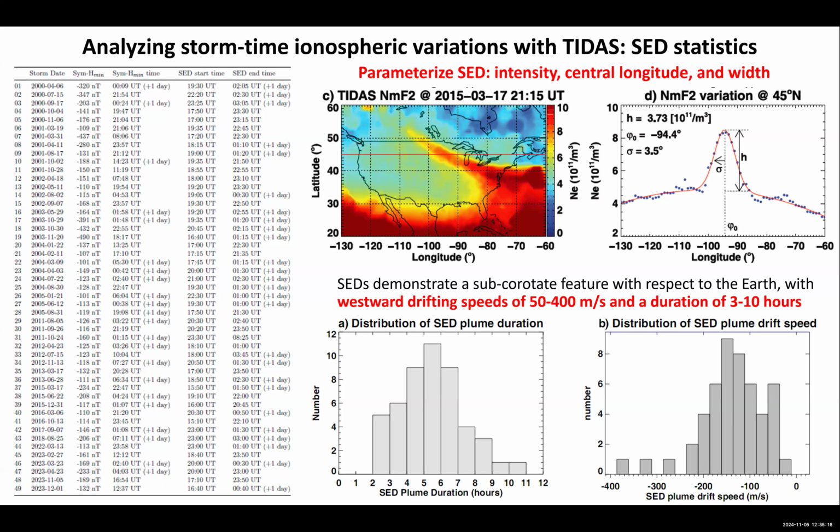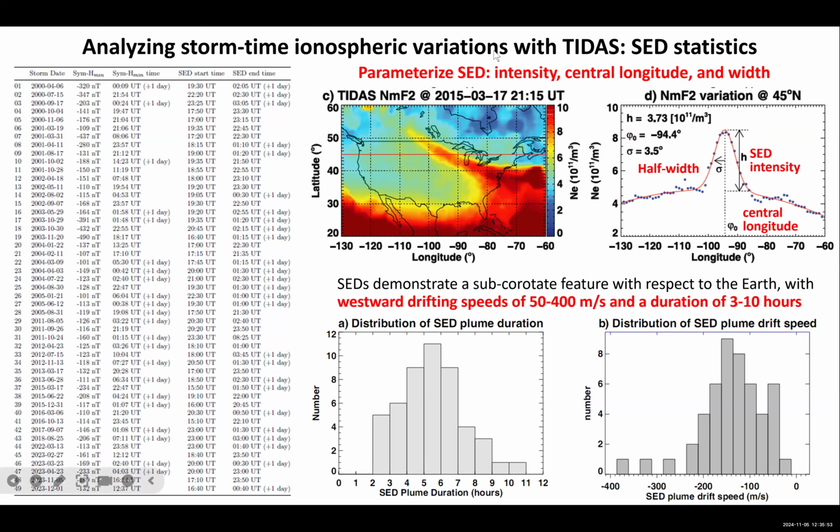If we use a Gaussian-like function to do a fitting, we can parameterize the ICD intensity, that's the height, the ICD location, the central longitude, and the half width of the ICD. Previously, when we used TEC to analyze ICD, we usually provided a qualitative analysis. See, it's very strong. But with TIDAS in hand, we can now provide a quantitative analysis of the ICD.